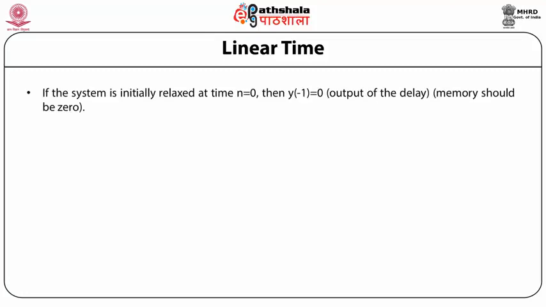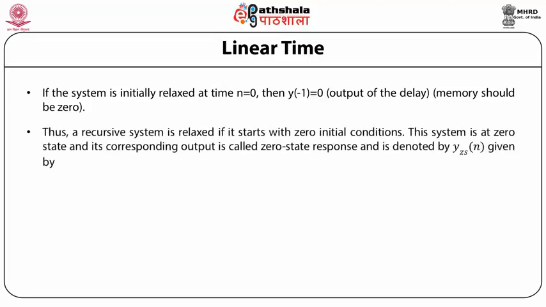If the system is initially relaxed at time n equal to 0, then y(minus 1) is equal to 0. That is the output of the delay, so the memory should be 0. Thus, a recursive system is relaxed if it starts with 0 initial conditions. This system is at 0 state and its corresponding output is called the zero state response, and it is denoted by y_zs(n), which is given by y_zs(n) equal to summation k equal to 0 to n over a to the power k x(n minus k), where n is greater than or equal to 0.